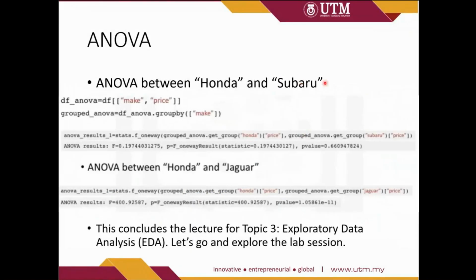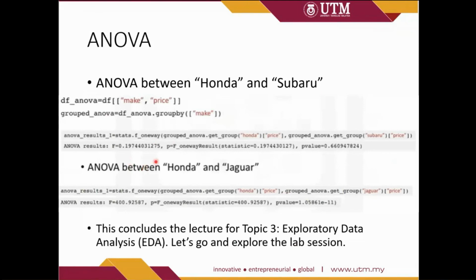Now, let's perform an ANOVA test to see if our intuition is correct. In the first line, we extract the make and price data, and then we'll group the data by different makes. The ANOVA test can be performed in Python using the f_oneway method here. This is a built-in function of the SciPy package, Scientific Python. So we pass in the price data of the two car make groups that we want to compare and calculate the ANOVA results.